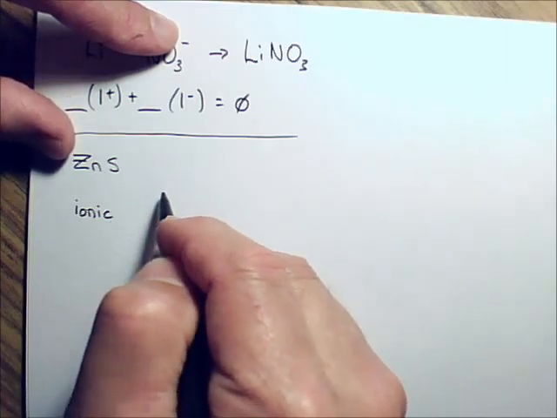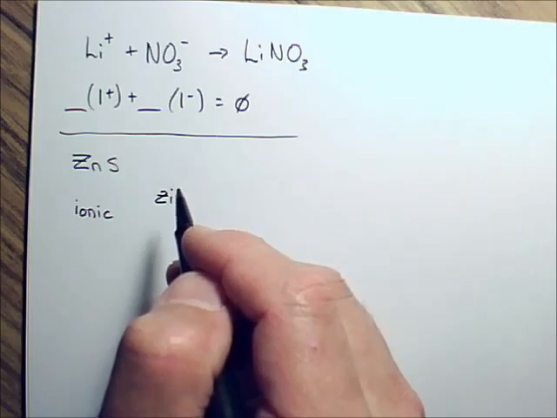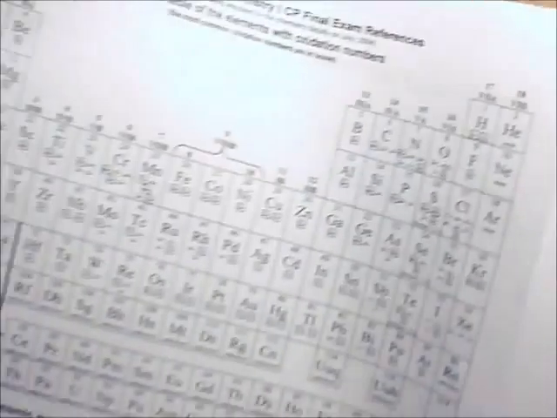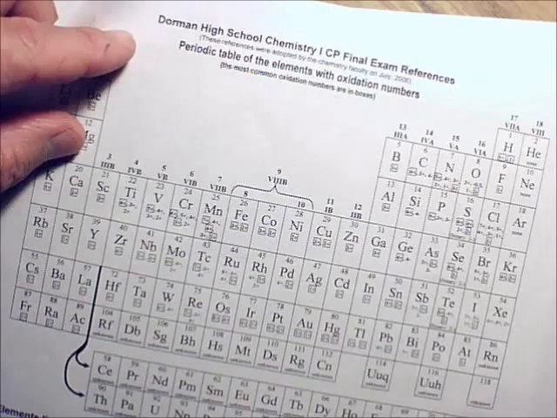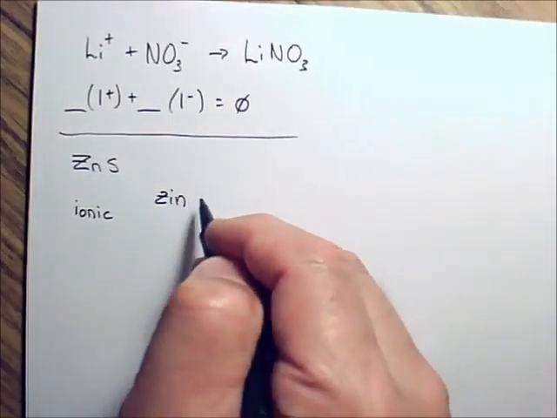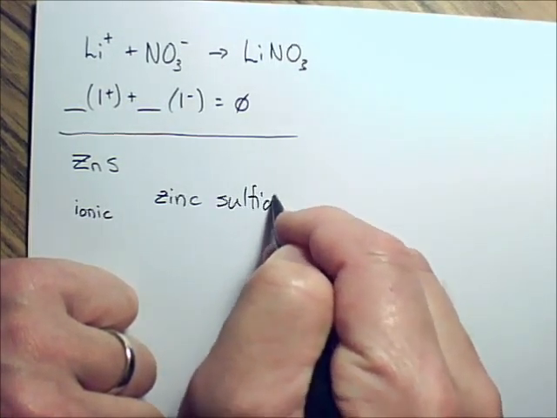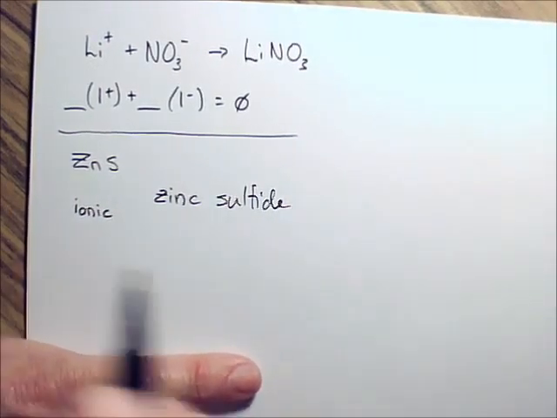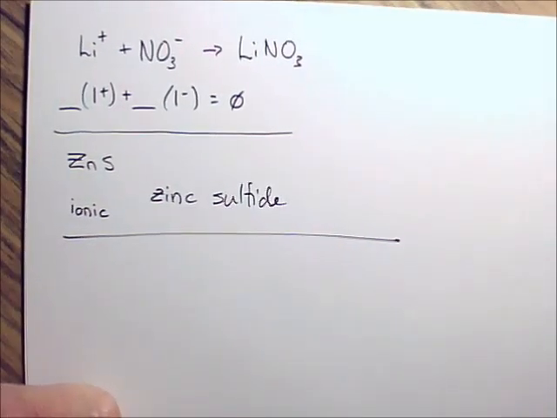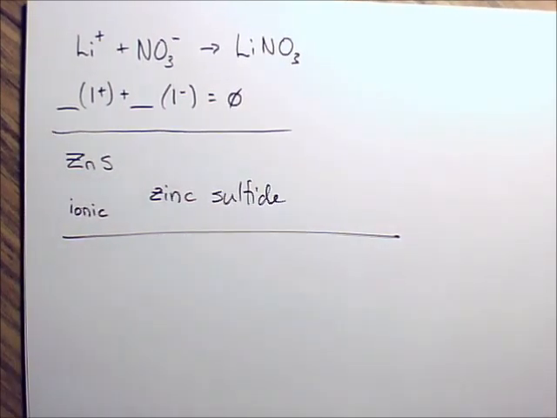The only reason we need a Roman numeral is if zinc has more than one oxidation number. And for that, we go to the periodic table with the oxidation numbers and see zinc doesn't have more than one oxidation number. So I just simply call it zinc. And this is sulfide. Zinc sulfide. Why wouldn't it be sulfate? Sulfate is a polyatomic ion. The ATE or ITE endings are reserved for polyatomic ions.